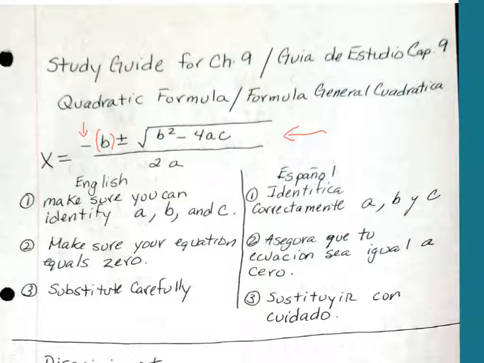It says first, make sure that you can identify a, b, and c. Make sure that your equation is equal to 0, and make sure that you substitute carefully. So this part about substituting carefully, that's where I want to make sure that you remember that this is a negative b, okay? Because that's normally where mistakes will occur. Then make sure that you substitute in the b value here and the a value in these two locations. And then finally your c value in just this one spot.